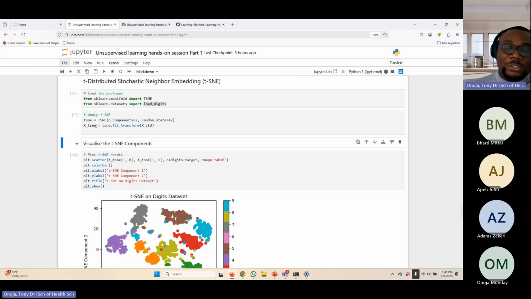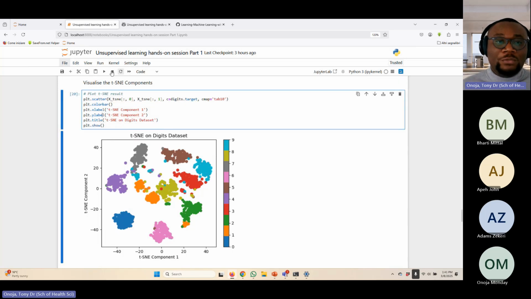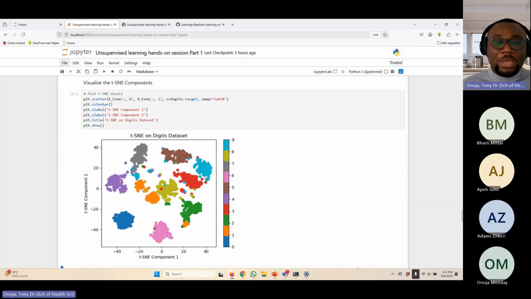And then again, if you notice, it's taking a bit of time because now this is non-linear. Like we said, if you increase the complexity of the model, the time for it to analyze the data will also be much longer. It wouldn't be that easy. So now we are going to visualize to see what we have.